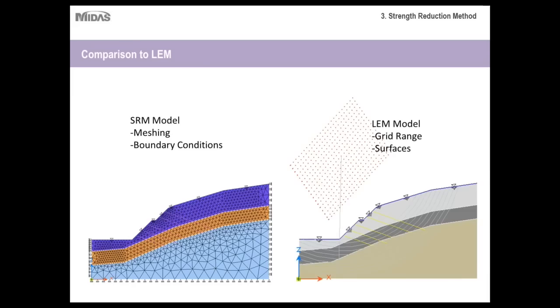Okay, and then here is the comparison of two different models. So to the left here is your strength reduction model. As you can see, as I said earlier, as you get closer to the slope, or just the area of the slope, the elements are much smaller or much finer, because you'd want the analysis to be more detailed along this area, so you can get your deformations and your failures.